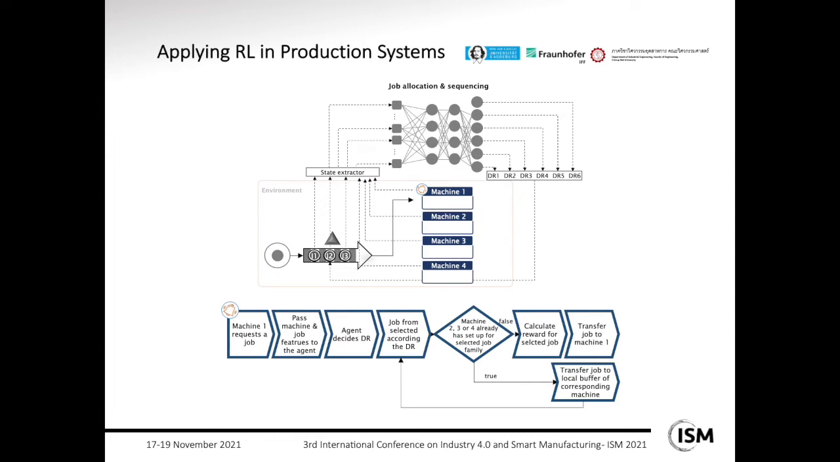We will also check if the other machines already have setups for the selected job family, because there's kind of a restriction that only one job family can be set up on one machine. And in case this is false, we will calculate the reward, which is required for reinforcement learning, and then transfer the job to the machine.